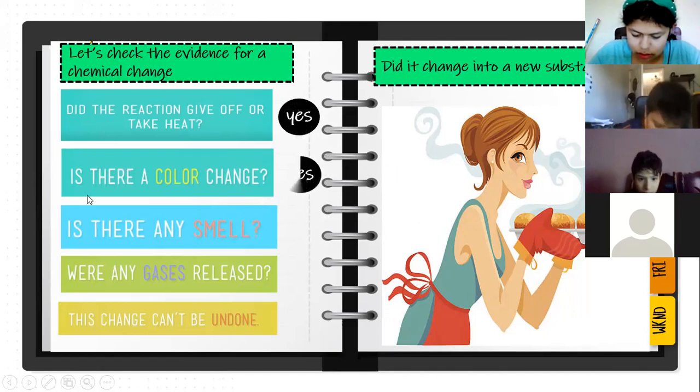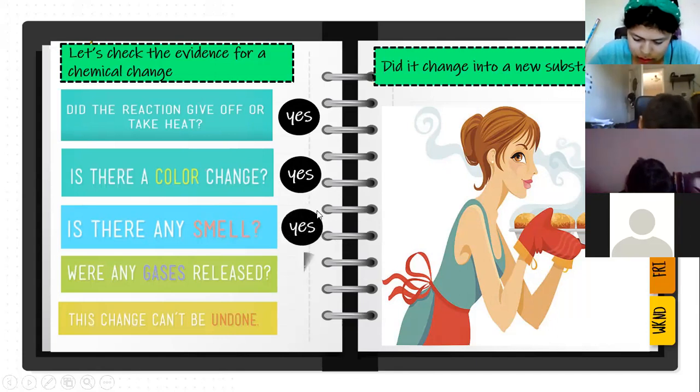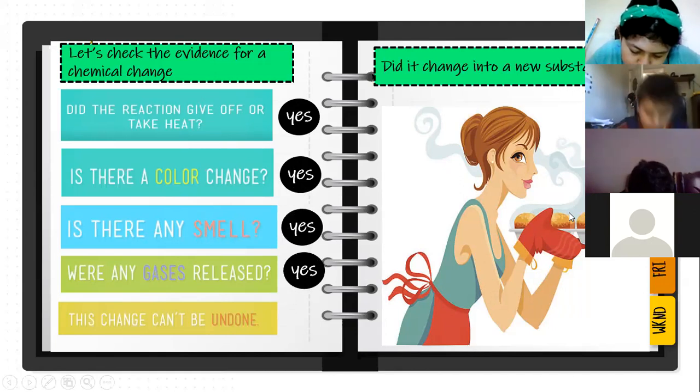Is there a color change? Yeah. Is there any smell? Yes. Were any gases released? Yes. In the video it was explained that when the dough is in the oven, the gases released leave little holes in the bread. Esa es la evidence, los pequeñitos agujeritos que el pan tiene. It's because it was full of gas at that moment.